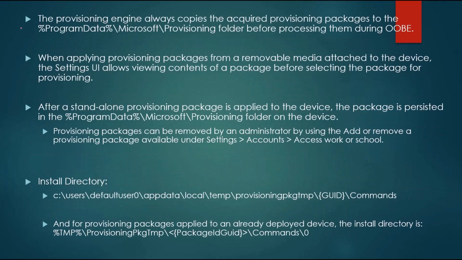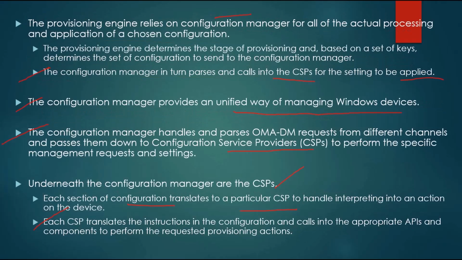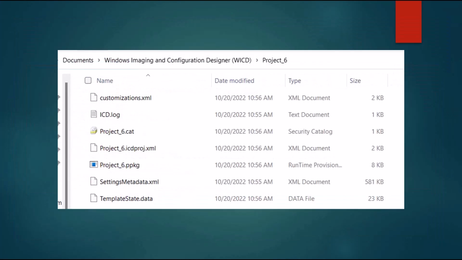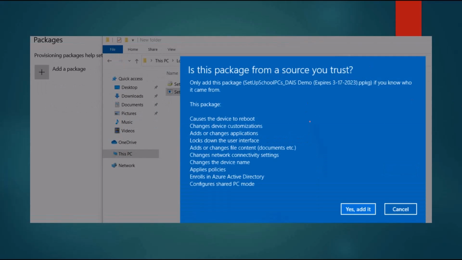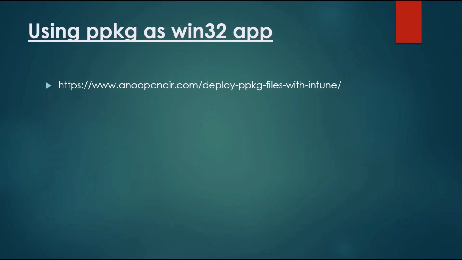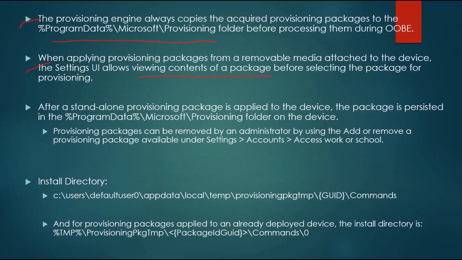The provisioning engine always copies the acquired provisioning package to this location before processing it during the OOBE. And when applying a provisioning package from a removable media, the UI settings allow us to view the content of the package. We have already seen that, right? When we double click and apply a provisioning package, it actually tells us what are the settings that the provisioning package is going to apply, or what are the settings that the provisioning package is going to change, right? So this is what that slide is talking about.